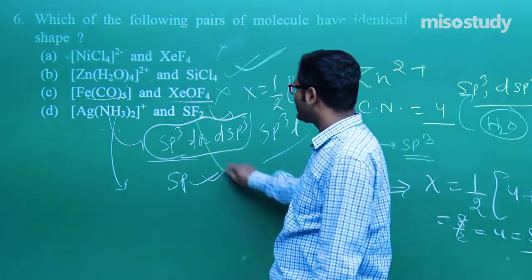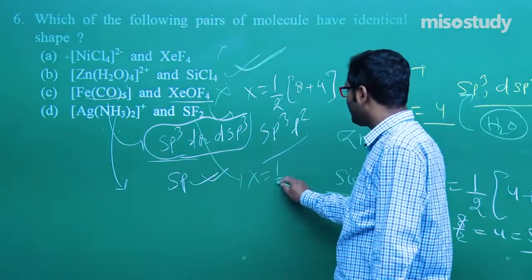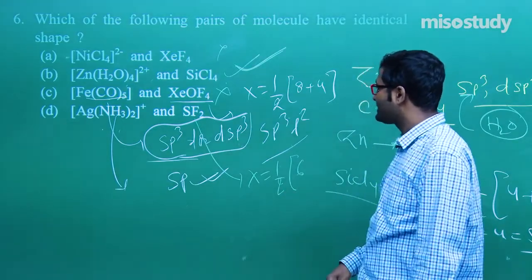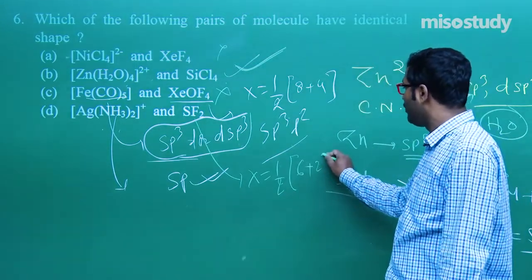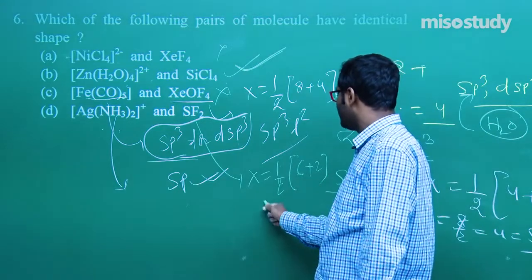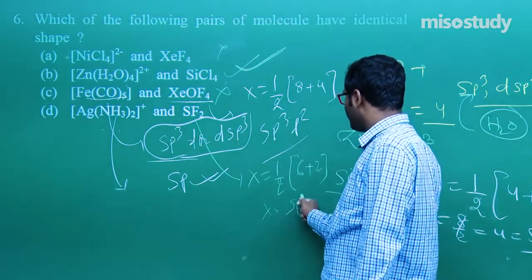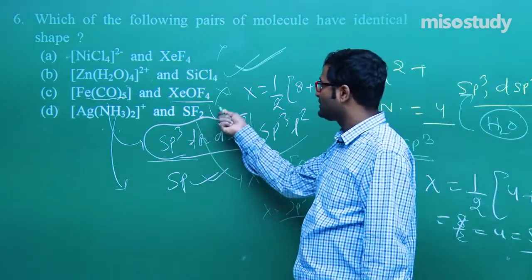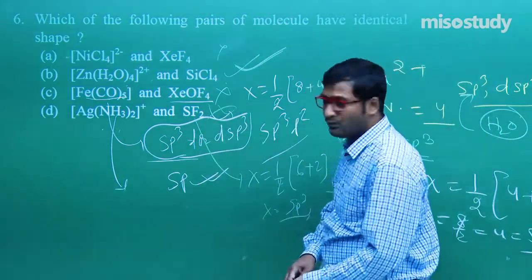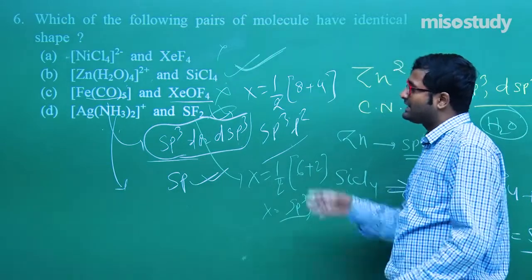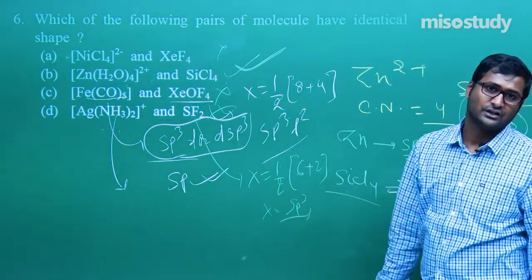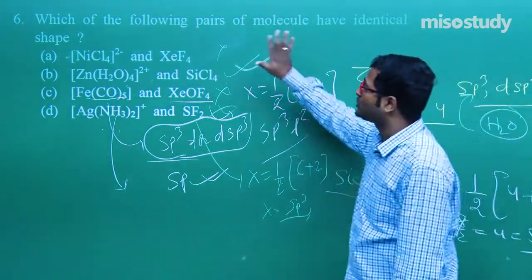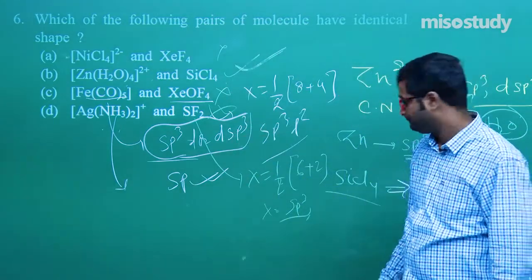If I talk about SF2, X is equal to 1 by 2 of the valence electrons, sulfur has 6, plus 2, that is 8, so X is 4 and the hybridization is sp3. Yes sir, here sp3, there sp. So this is not a correct pair. So only one option, option B, has sp3 and sp3 hybridization. Clear to you? So for this question, B is the correct answer.